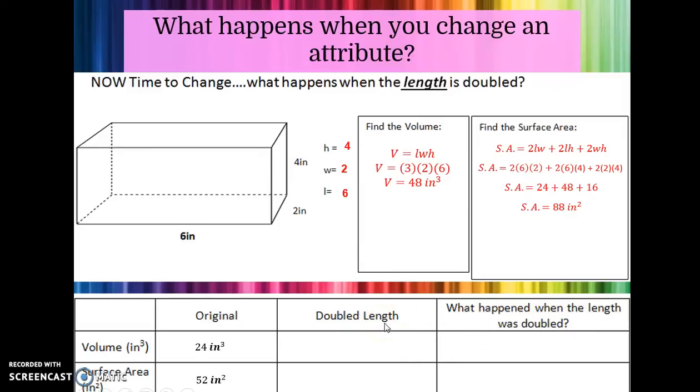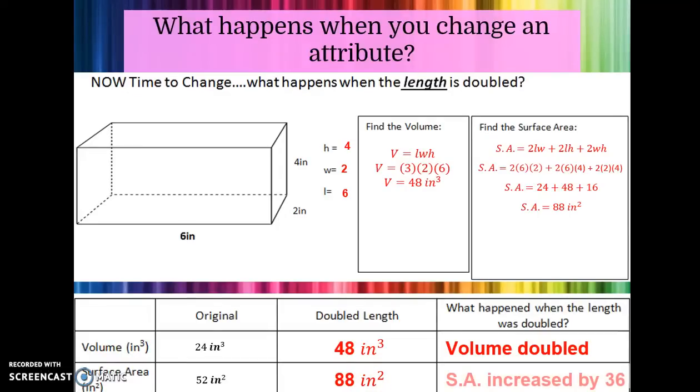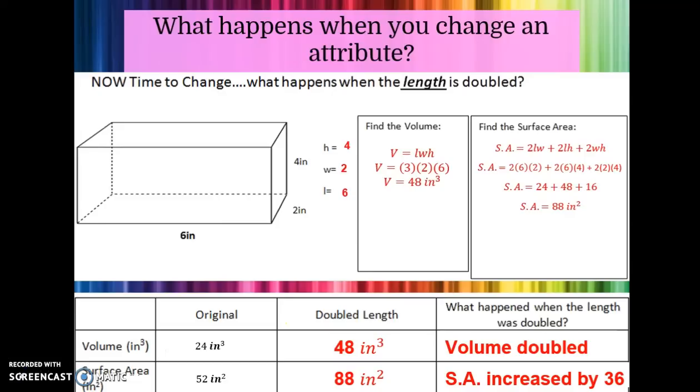So when we doubled the length, our volume became 48 inches cubed. And when we look at our volume, we can see that it went from 24 to 48. Well, 2 times 24 is 48. So our volume doubled. Now let's look at our surface area. Our surface area, on the other hand, went up to 88 inches. Well, it did increase, but it's kind of tricky to figure out what exactly it increased by. So we're just going to say that our surface area increased by 36. So go ahead and write that information down. Now let's move on to the next one.